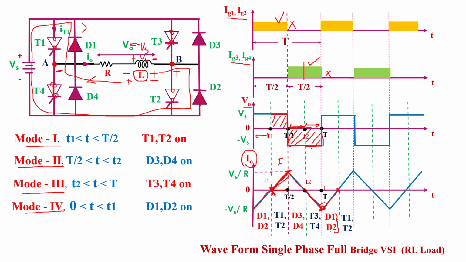And what about the output voltage? So this time A is positive with respect to B, because B is negative. When the inductor releases energy, it changes polarity. So this time B is negative and A is positive, and the direction of current flow is this. So A is positive with respect to B, voltage is positive. So here we see output voltage is positive, equal to Vs. So in this way we obtain the output voltage and output current waveform. So this is the complete operation of the single phase full bridge inverter with RL load.